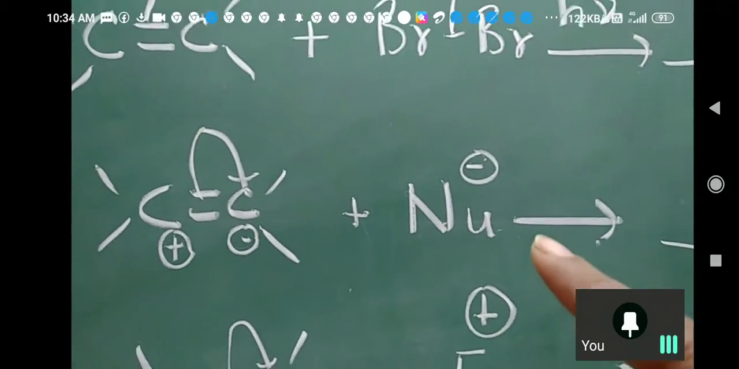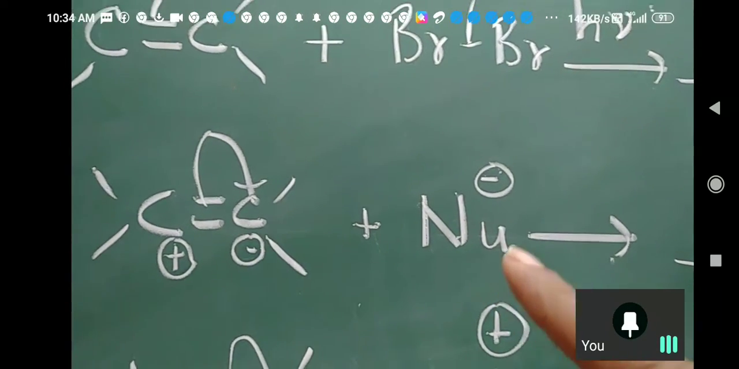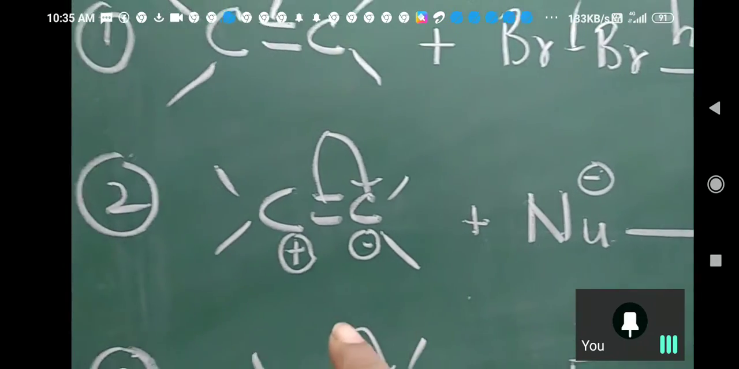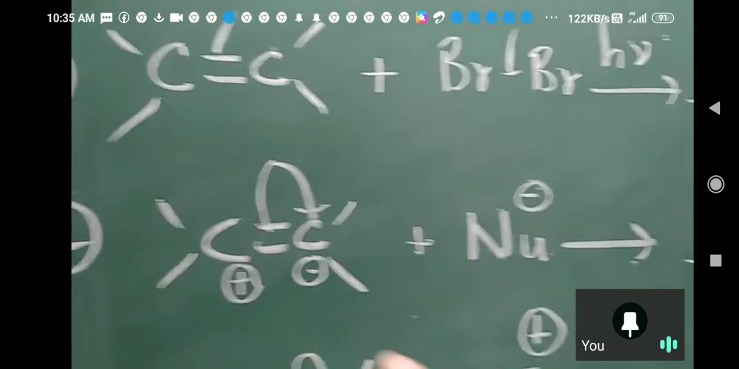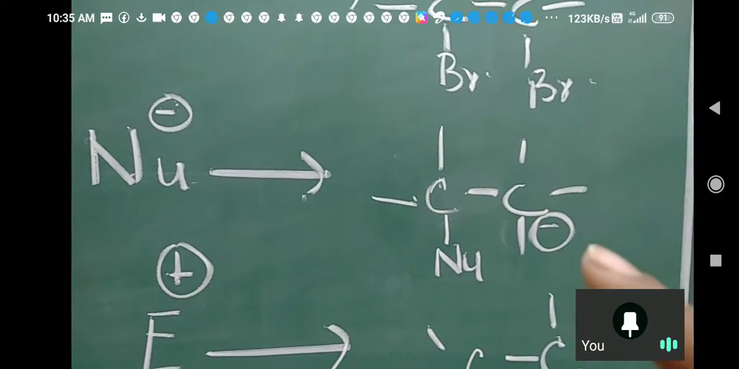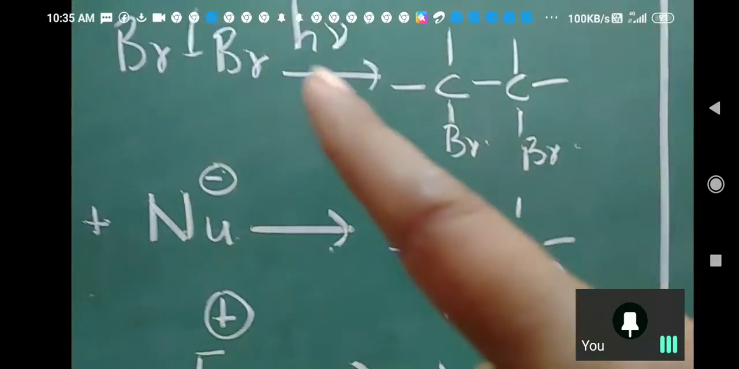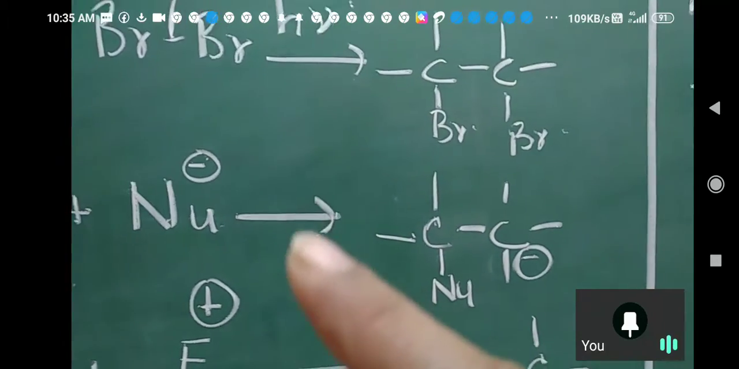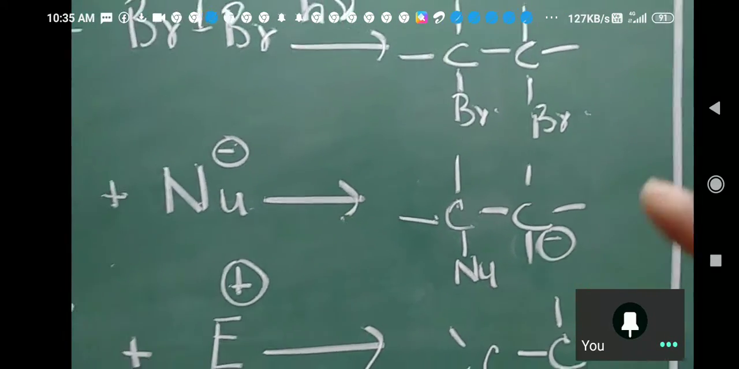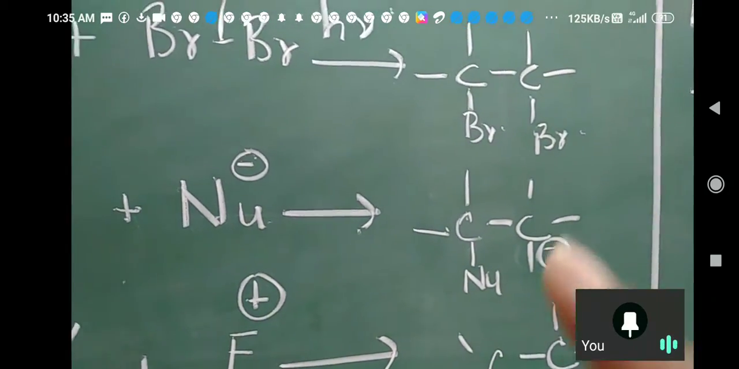What is Nu minus? Nucleophile. That means searching for a nucleus or a positive charge. So this will get attached here. Here you can see this got attached to the positively charged carbon, and this forms a carbanion. Now if there is any positively charged species in the reaction mixture, it will get attached here. But first what is getting attached? Nucleophile. So it is known as nucleophilic addition reaction.